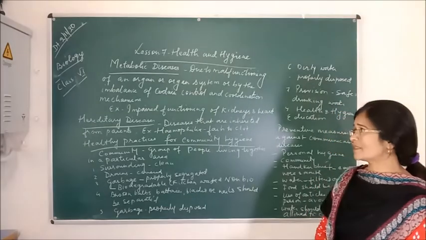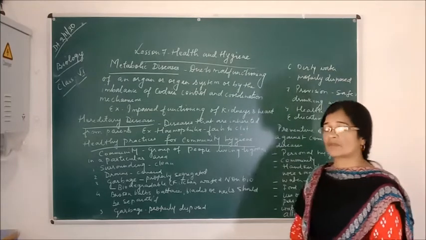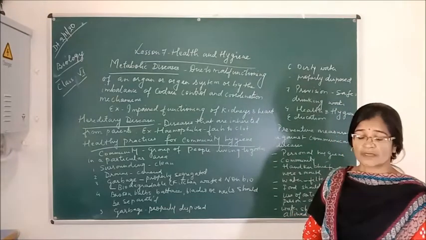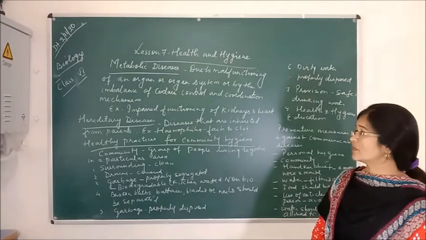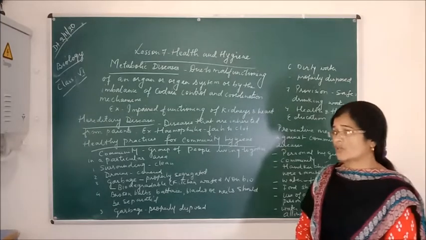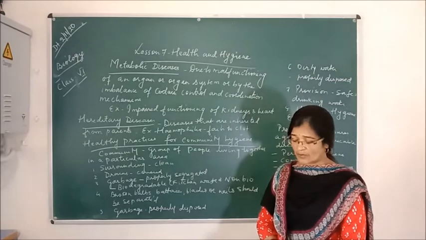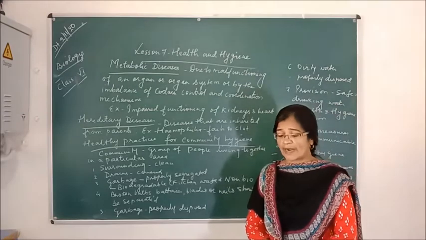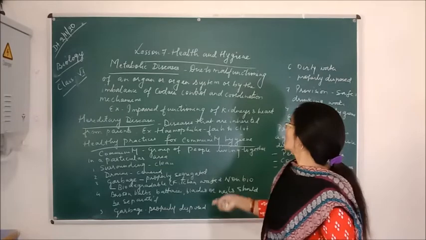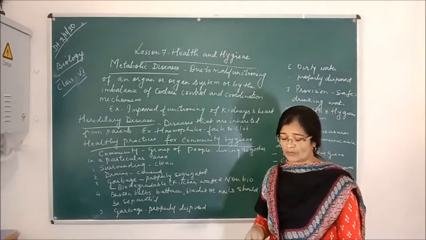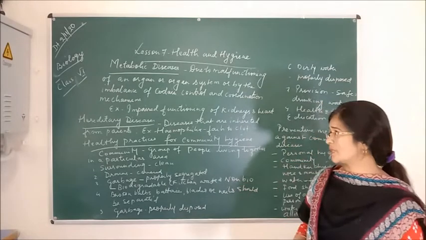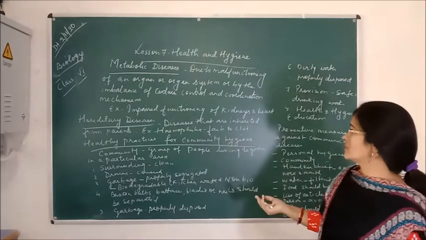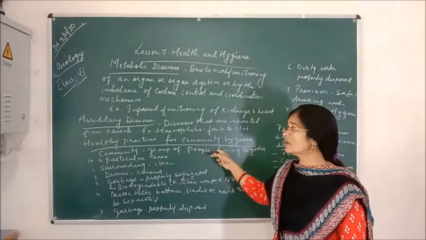For example, we can take the example of impaired functioning of the kidney. Sometimes the kidney does not function properly, and that is a metabolic disease. And also heart disease. Whenever the heart does not work properly, he or she suffers from a kind of heart disease. So these are all examples of metabolic diseases. And hereditary diseases are those diseases which are inherited from the parents. If the child or the baby inherits, or they are passed from parents to their children, then such types of disease are called hereditary diseases.